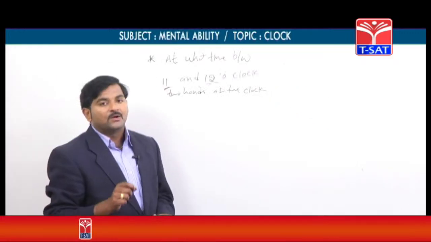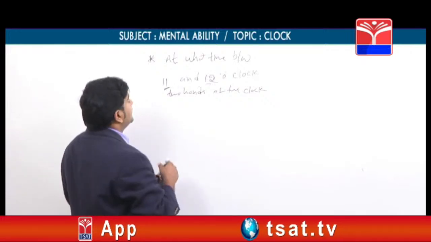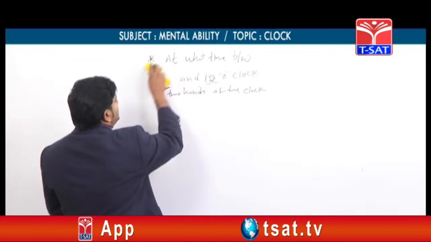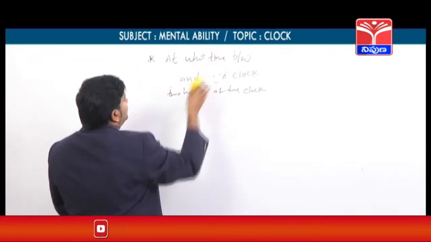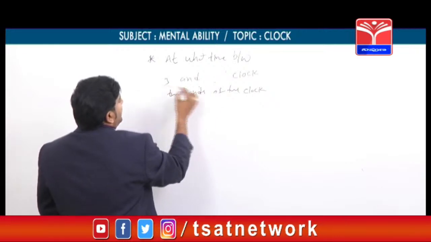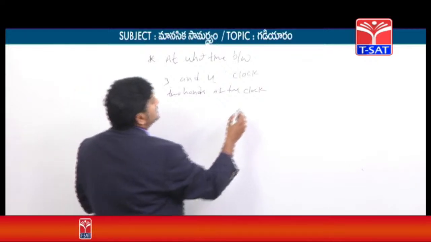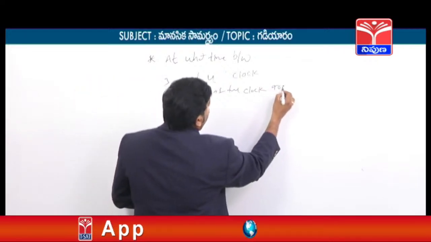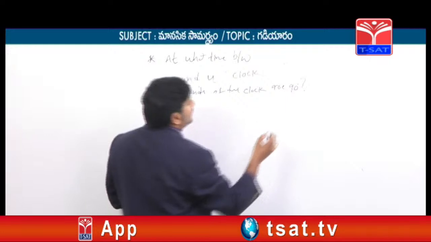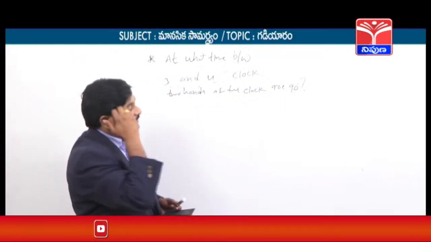For every 1 hour, the 2 hands are perpendicular to each other 2 times. So what does it mean? Now this we will discuss by taking one example. So let's say 3 and 4. At what time between 3 and 4 o'clock are the 2 hands of the clock 90 degrees, or both the hands perpendicular to each other?